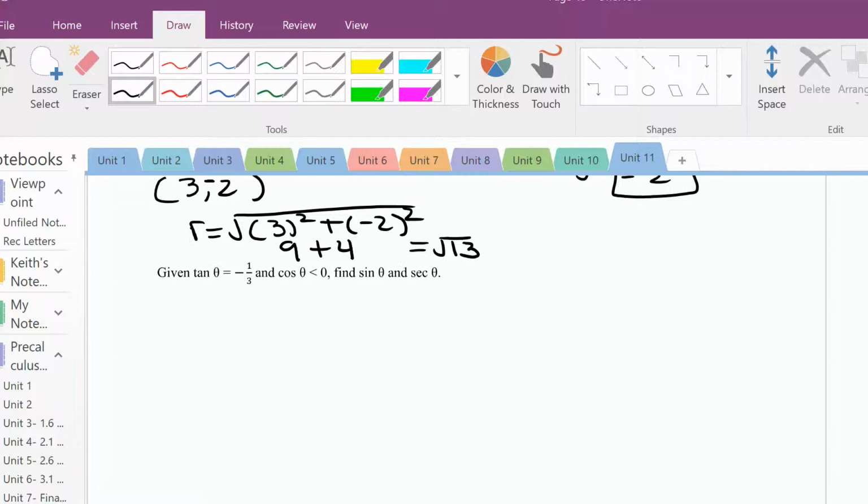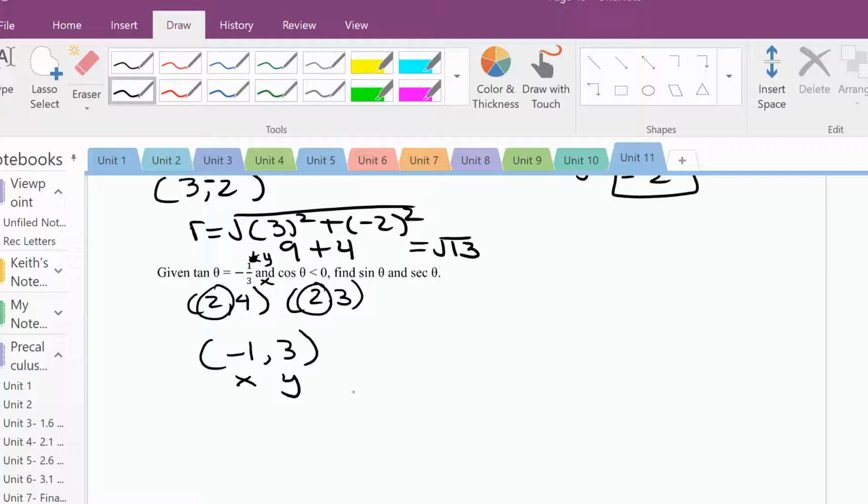So the next one, the tangent is negative, and that happens in 2 and 4. And the cosine is negative, that happens in 2 and 3. So it's quadrant 2, which means if this is y over x, in quadrant 2, the x is negative. So this would be negative 1 and 3. So that's your x and y, which means the r value is equal to the square root of negative 1 squared plus 3 squared. So it's equal to rad 10.